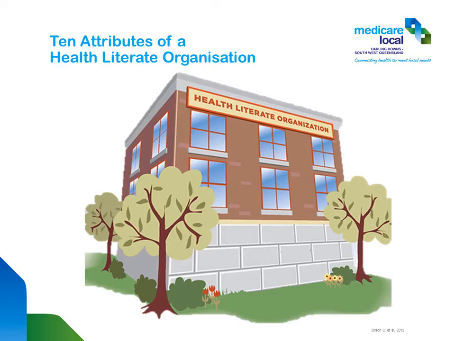So in summary, there are 10 attributes of a health literate organisation. The first is it has the leadership that makes health literacy integral to its mission, structure and operations, such as developing and implementing policies and standards, and setting goals for health literacy improvement. Next, it integrates health literacy into planning, evaluation measures, patient safety and quality improvement, such as conducting health literacy organisational assessments.